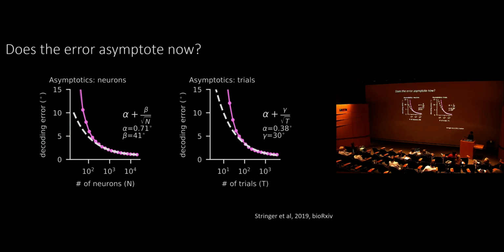So the bottom point here is this 1 degree error that I was talking about. And we fit these functions to these curves to approximate how much the variance should scale as you increase the number of neurons or the number of trials. We found that if you fit these functions of number of neurons and number of trials, then alpha, which is kind of this asymptotic line, is a bit lower if you increase the number of neurons, but it's even lower if you increase the number of trials. So it's predicting that if we had more trials, maybe we'd asymptote closer to 0.3 degrees.